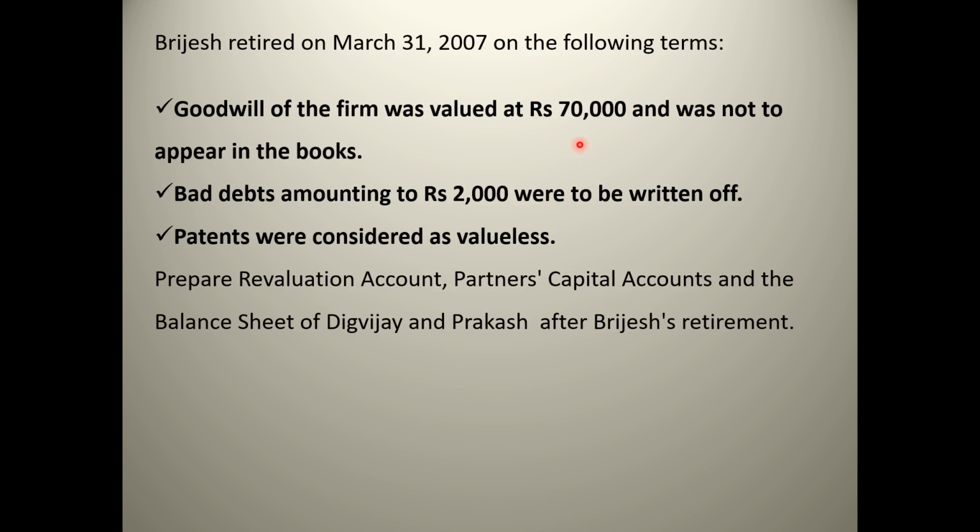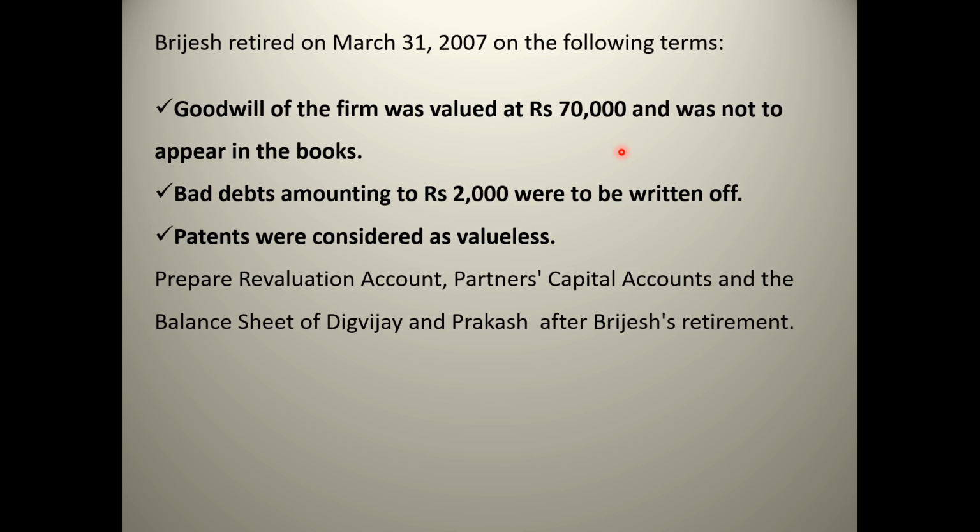Now here the total firm goodwill is 70,000. Out of 70,000, first of all we will calculate the retiring partner's share of goodwill. Actually the ratio is 2:2:1, so we can say Digvijay 2/5, Brijesh also 2/5, and Prakash 1/5. Brijesh is the retiring partner and his share of goodwill is 70,000 into 2/5. If you calculate it, we get 28,000. So the retiring partner would get that benefit of 28,000 out of 70,000.